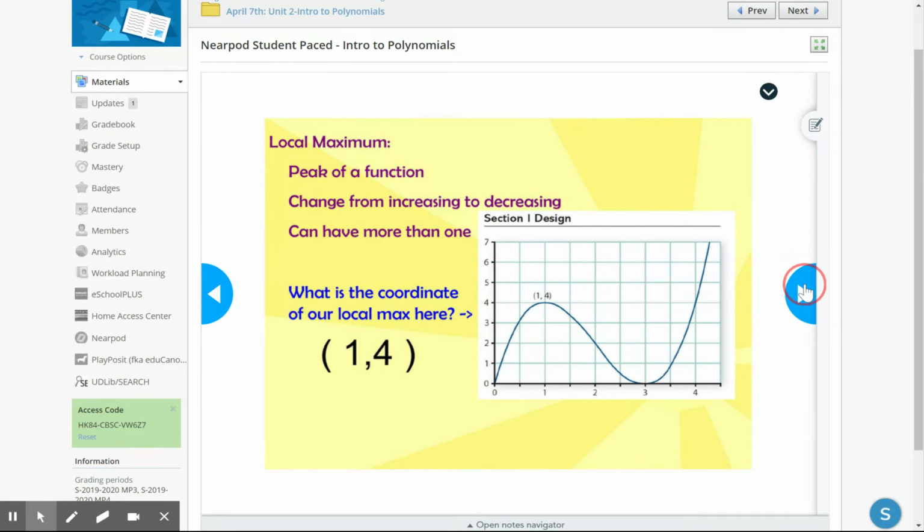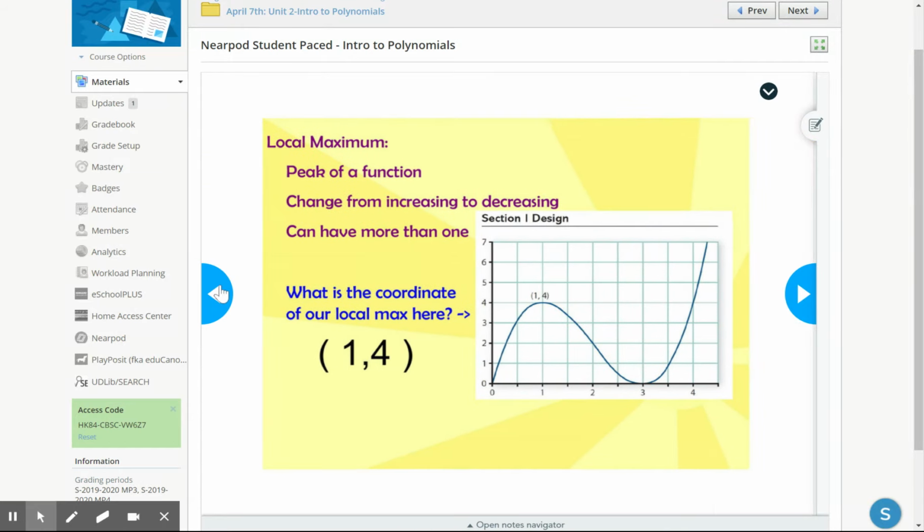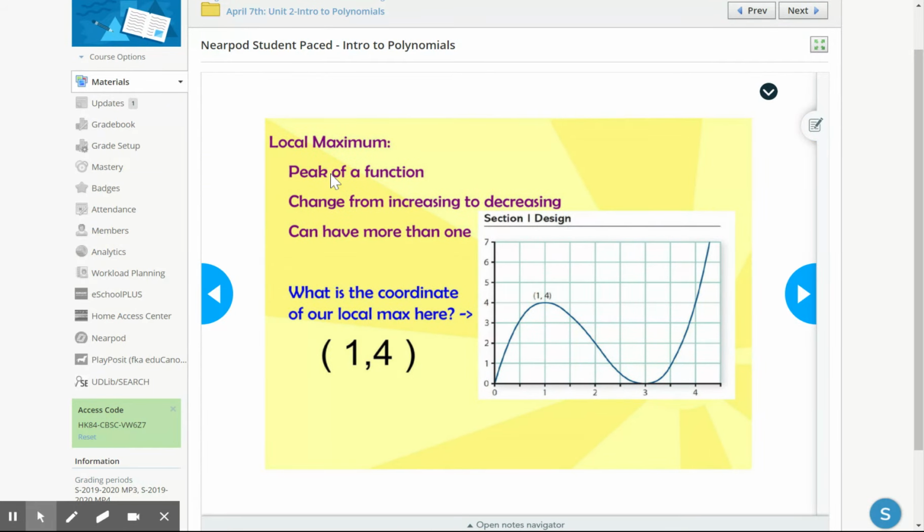Now it's going to ask me, actually, let's go back real quick. Let's pay attention to the fact that not only is it a peak of a function, it changes from increasing to decreasing. So what that means is, as I'm going up, I'm obviously increasing in the y value. Up. I go from 0 to 4. But after my peak, I start to come down again. So that's what it means when it says increasing to decreasing.